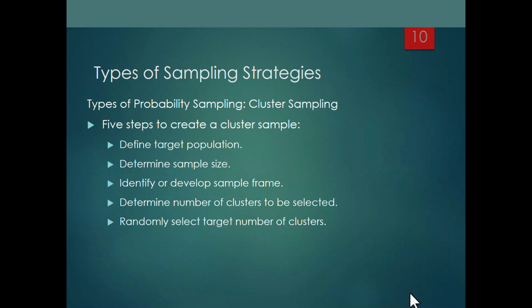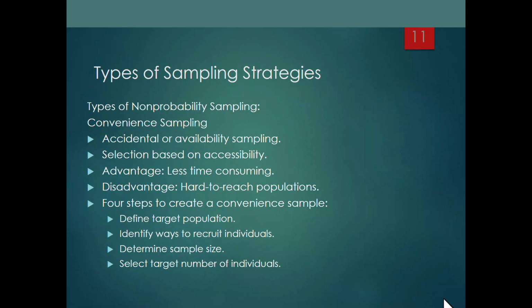There are 5 steps here on how to create your cluster sample. Again, we define our target population, we determine our sample size, we identify our sample frame, we determine the number of clusters that we want to select, and then we randomly select the target number of clusters. All right, so now let's talk about non-probability sampling.